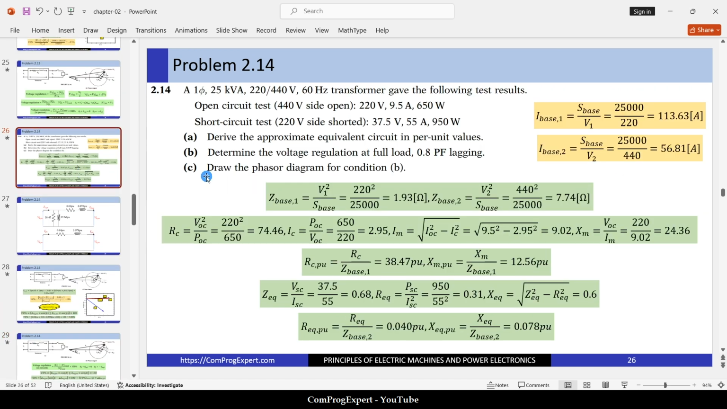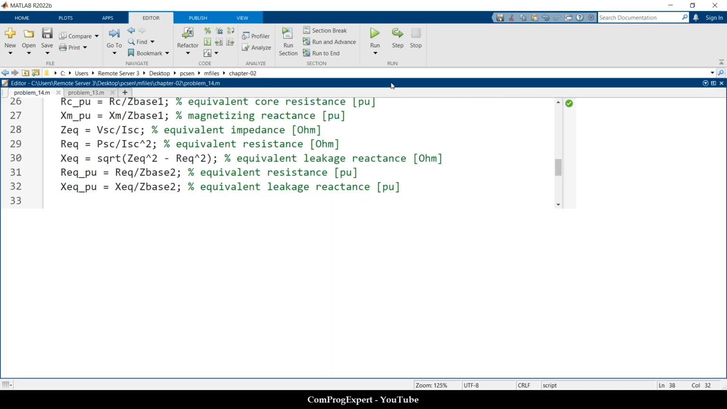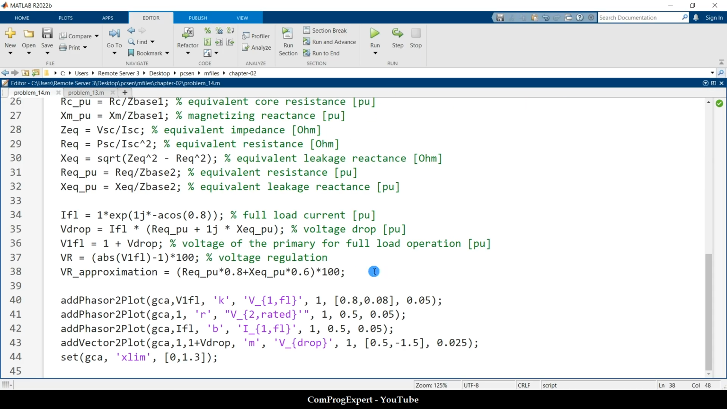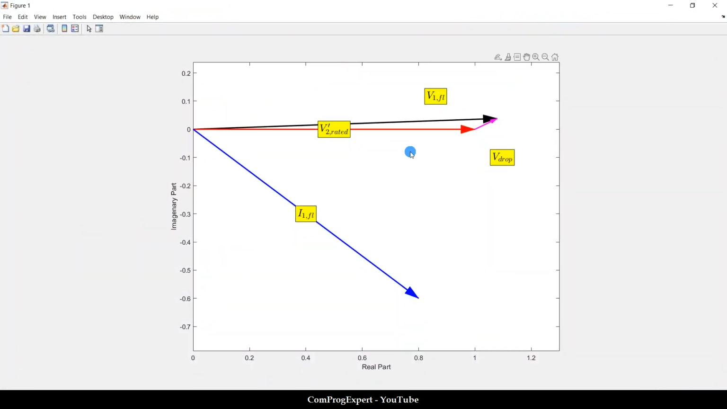Finally, part C, draw the phasor diagram for the condition B. So here, for this problem 14, how can we plot the phasor diagram? Because the quantities are in per unit form, we can set the scale of these phasors equal to 1. And here we can generate this nice vector diagram. Quantities are in per unit.